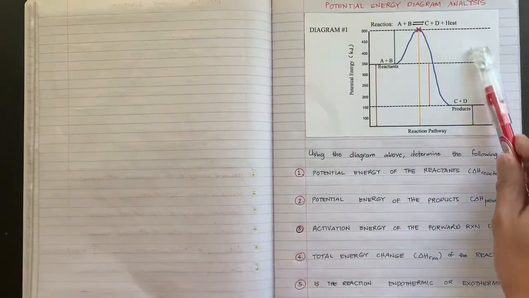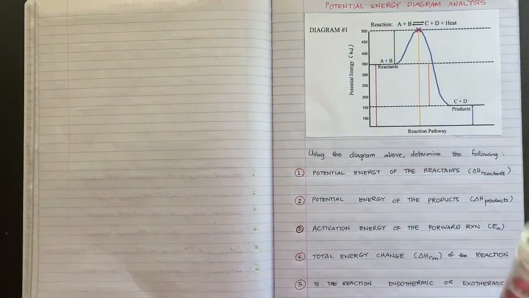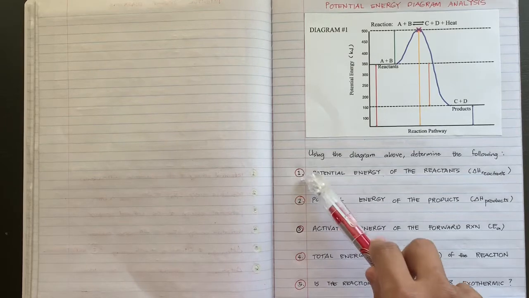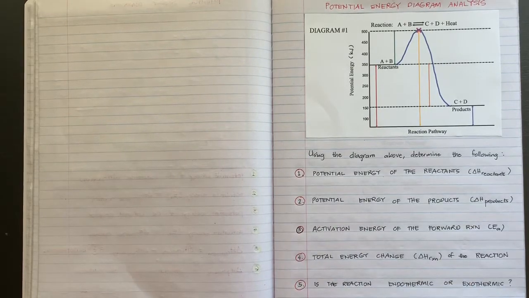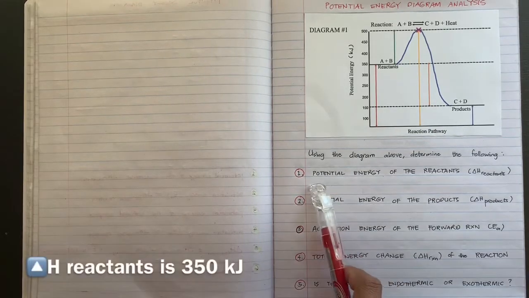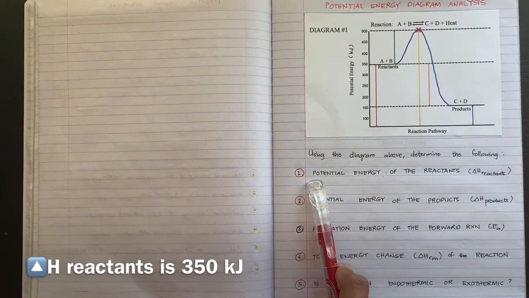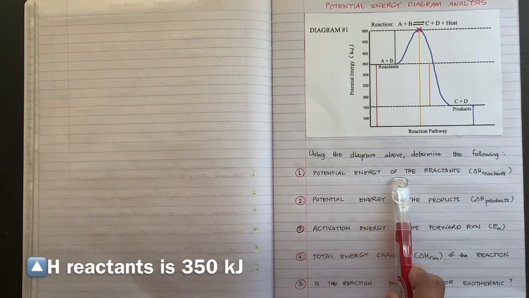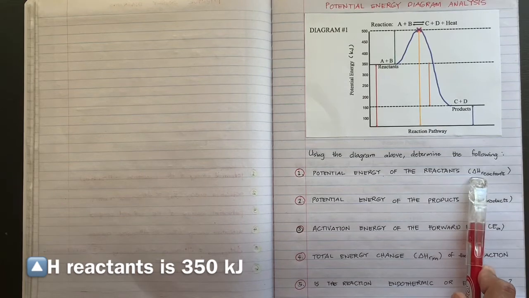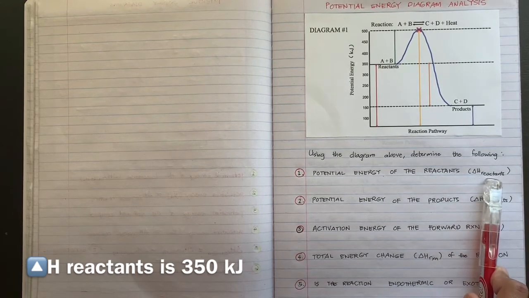And so by looking at this curve here, we're going to answer 5 questions, and we have to make sure that we get all these answers correctly. Okay, so let's begin. The first question is, using the diagram above, determine what's the potential energy of the reactants, or the delta H of the reactants.